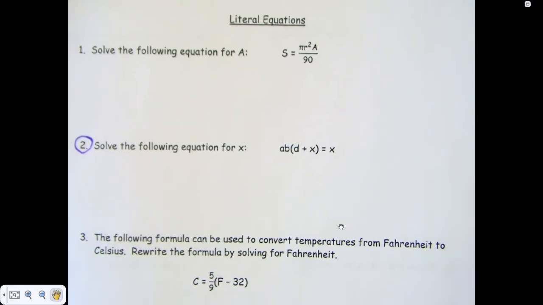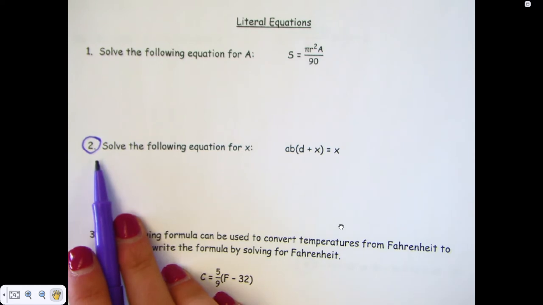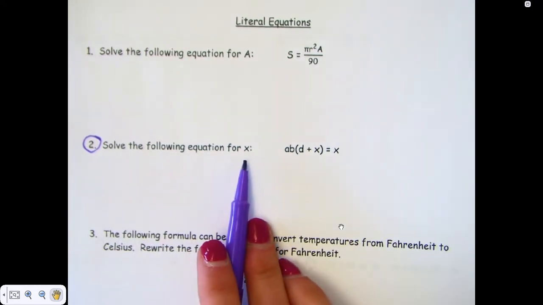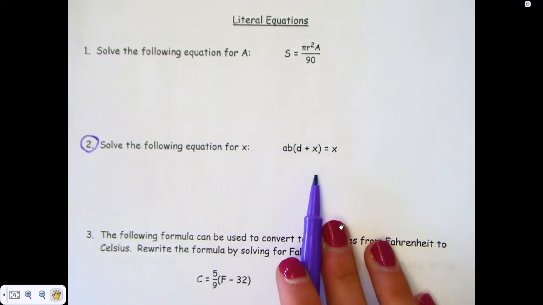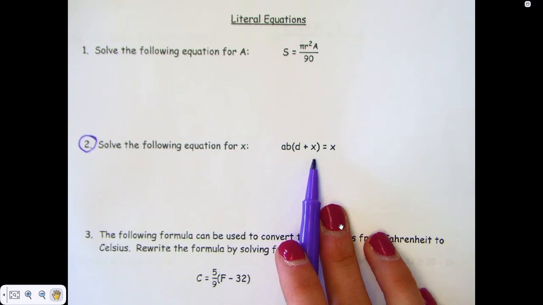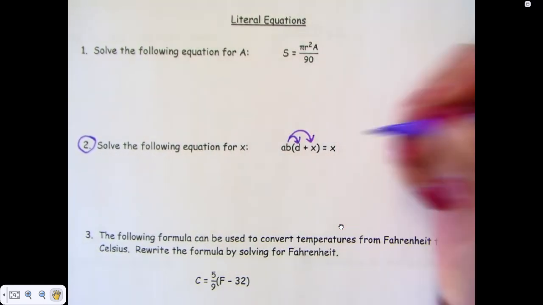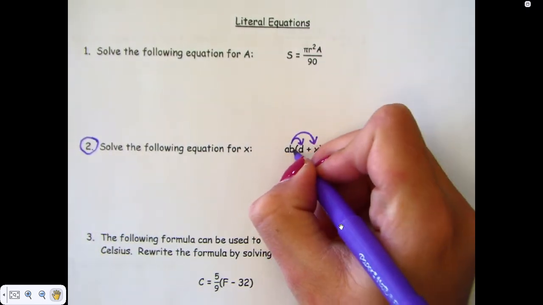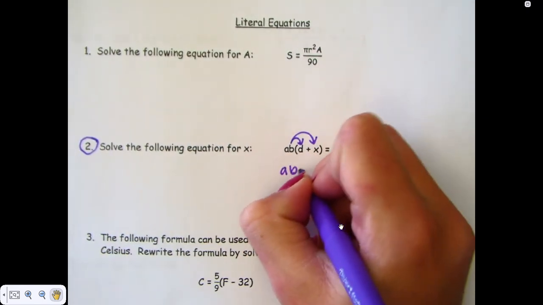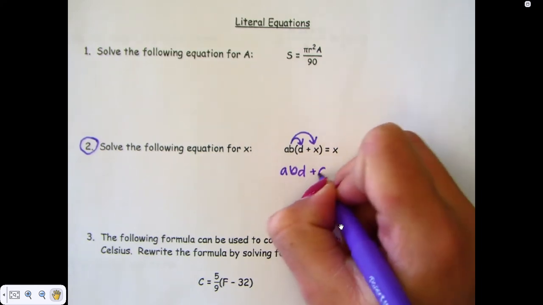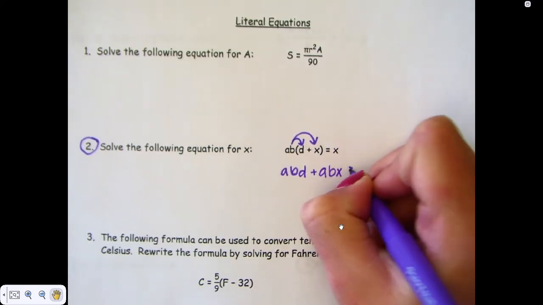The next thing I'm going to talk about is literal equations. I'm going to look at number 2 in this one. It says solve the following equation for x. So that means I want to get x by itself. If you look, x is in this parentheses kind of. So the first thing I'm going to do is distribute this, because I want to get all the x's to one side. So AB times D is ABD. AB times X is ABX equals X.